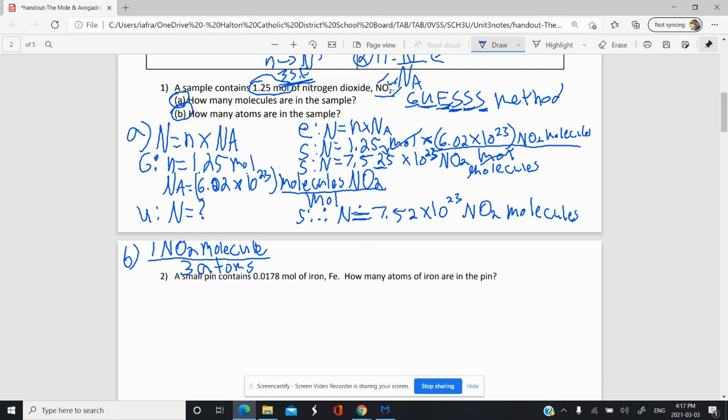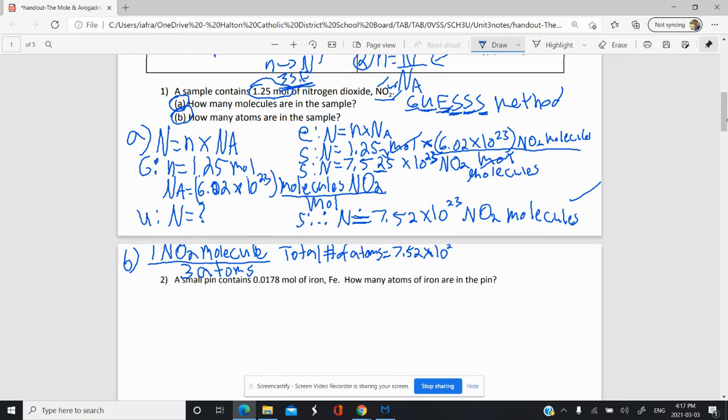Now, we don't have one molecule. We have this many molecules. So think about it this way. If you had 2 molecules, you'd have 6 atoms. You'd multiply that by 2. So let's use a conversion factor to figure out how many atoms we have total in the sample. So if I want to find total number of atoms, I would say that that's going to be equal to my 7.52 times 10 to the power of 23.